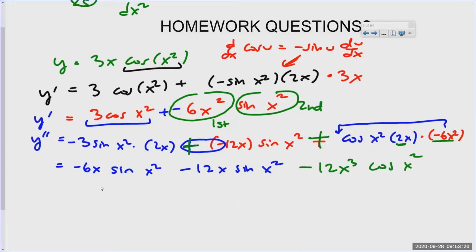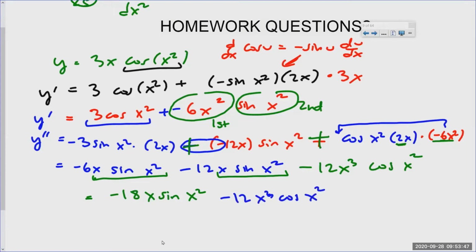Then I look for common things to combine if I can. And if there are variables, I can combine them as long as they're the exact same variable. Does that make sense? It has to be exactly the same. And I think these are exactly the same, unless my eyes are fooling me. Okay, these are exactly the same. So this becomes negative 18x sine x squared. And then I'm just going to carry over this negative 12x cubed cosine x squared. What other questions do you guys have?